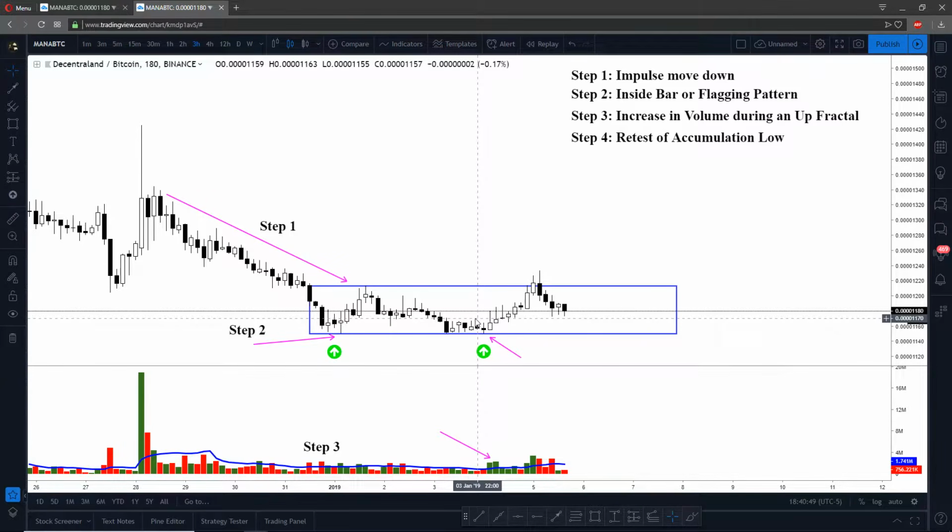Typical accumulation patterns that you all know about are double bottoms, triple bottoms, cup and handle, stuff like that. Those are typical accumulation patterns. What I'm going over is more of a flagging kind of consolidation accumulation pattern.